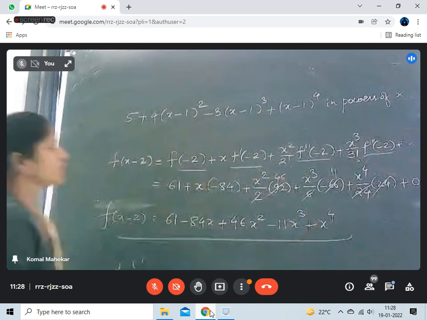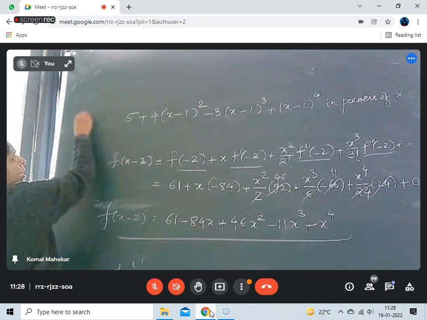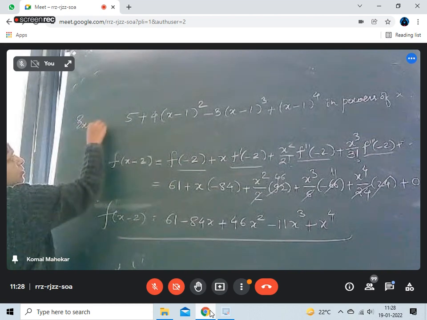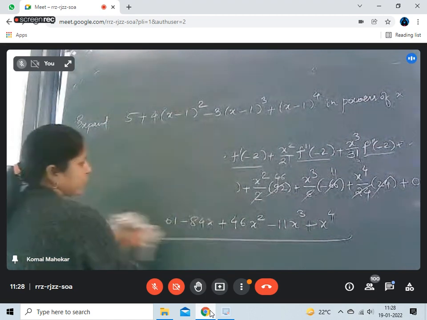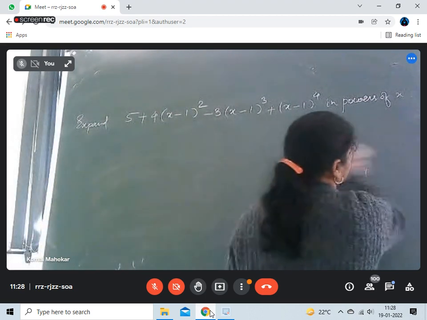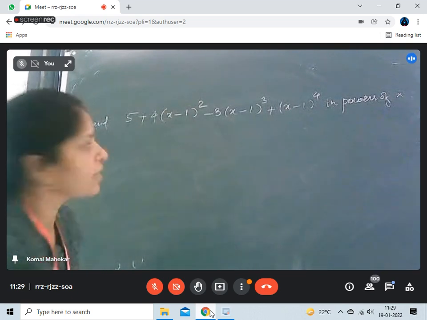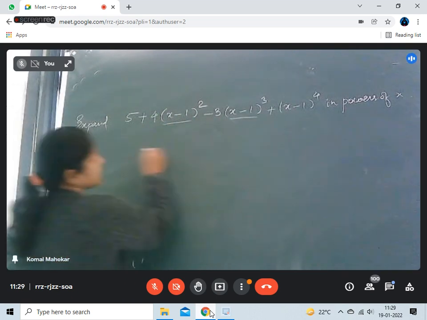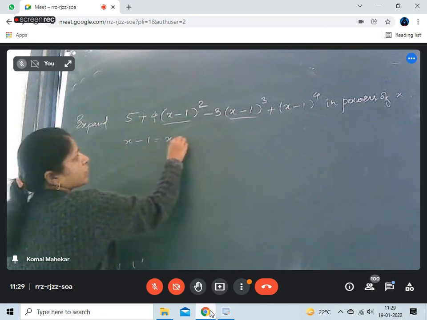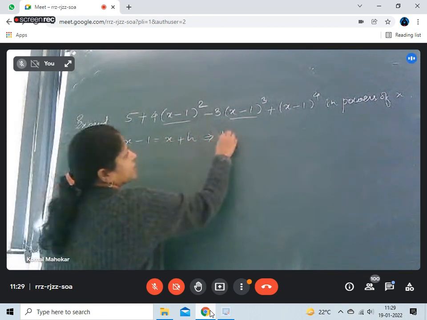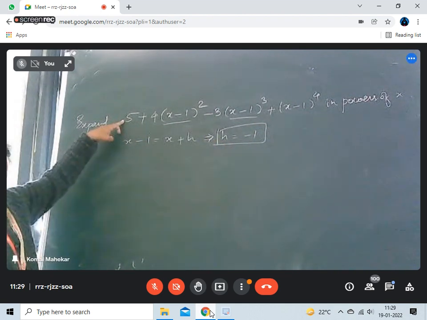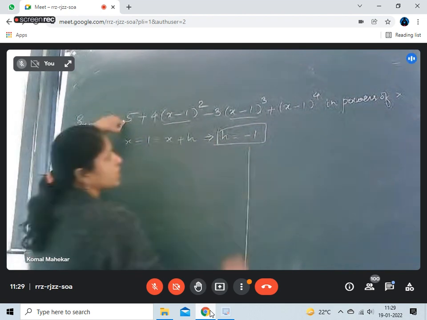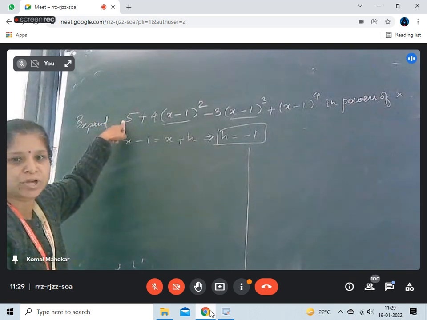Okay, so you can solve this problem. Expand this function in powers of x. This is the given function in powers of x minus 1. So when we compare this x minus 1 with x plus h, x cancels, and you will get h as minus 1. So from this function, which is a function of x minus 1, you can write the function of x.